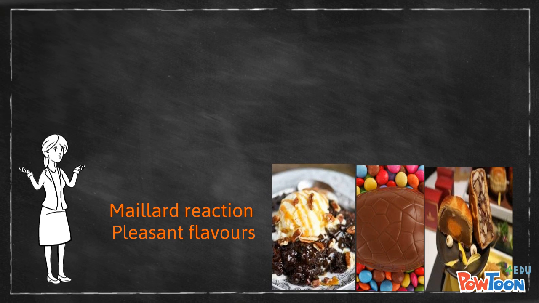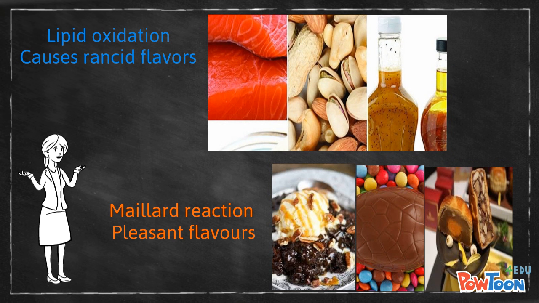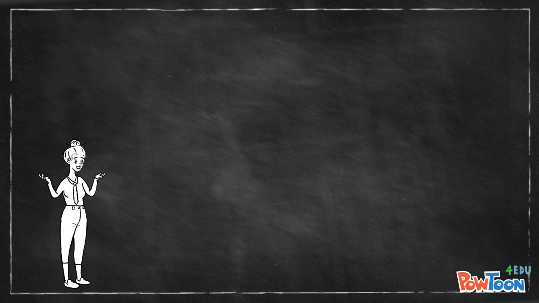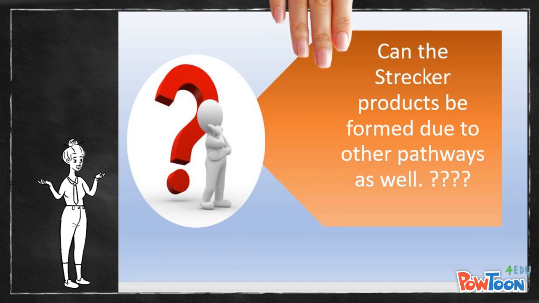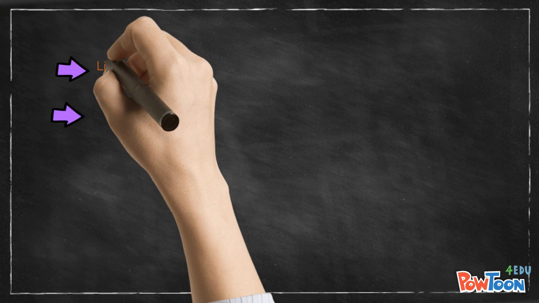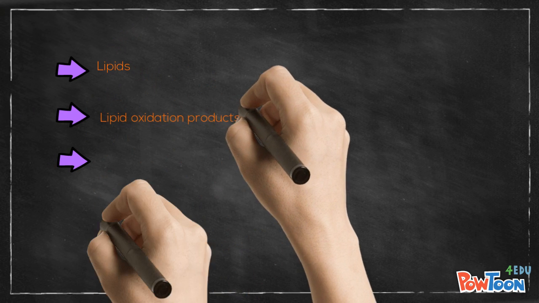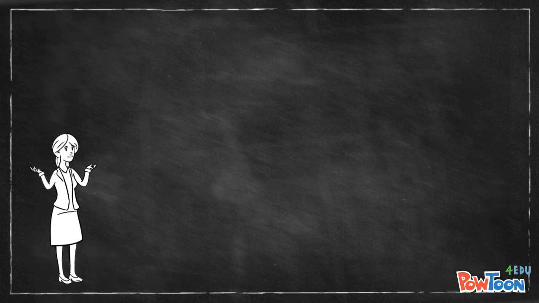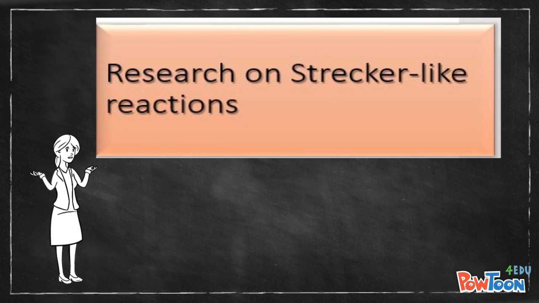How about lipid oxidation? Lipid oxidation is responsible for the rancid flavors during storage. The question is, can the Strecker products be formed due to other pathways as well? Today, Strecker and Strecker-like reactions encompass a much wider range of food components, including lipids, lipid oxidation products, and polyphenolics, as well as terpenoids. A study was conducted in 2004 to clarify if there is any contribution from lipid oxidation products to Strecker degradation of amino acids.